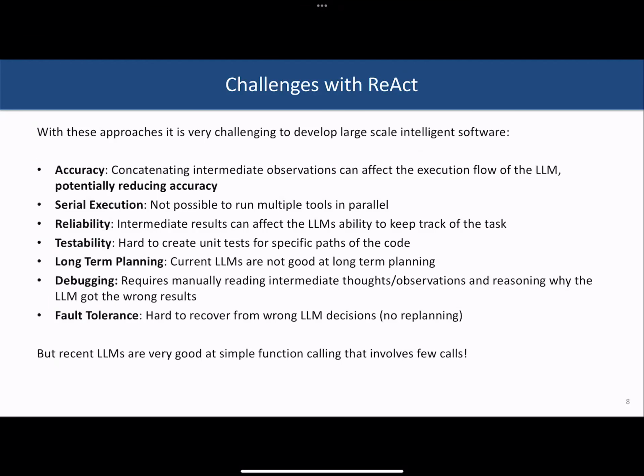So people have proposed a lot of interesting solutions. The author of React, for example, has proposed interesting solutions that could resolve some of these problems. But if you take a step back, there are problems that seem like we need another tool to solve them. So we talked about accuracy, we talked about sequential execution, but there are questions around reliability. Intermediate results can affect the LLM's ability to even continue the task, or it could incorrectly answer the question.